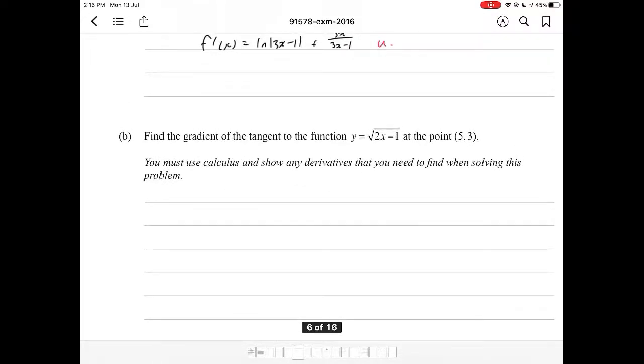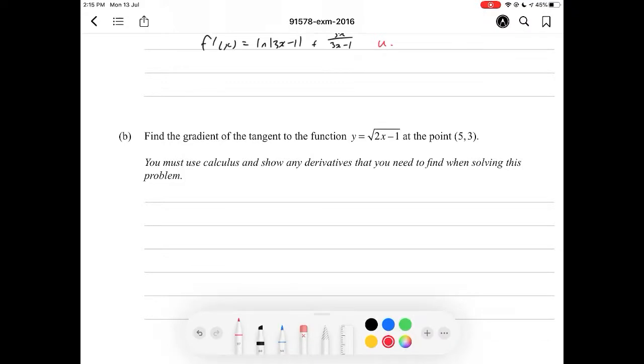Find the gradient of the tangent of a function y equals square root of 2x minus 1 at the point 5, 3. Find the gradient of the tangent, so gradient means you have to differentiate, so dy over dx. Well, first we're going to rewrite the function with y equals 2x minus 1 to the power of 1/2. And this time I'm going to be using the chain rule again. So dy over dx equals 1/2 times 2x minus 1 to the power of negative 1/2 multiplied by the derivative of the inner function, which is just 2.